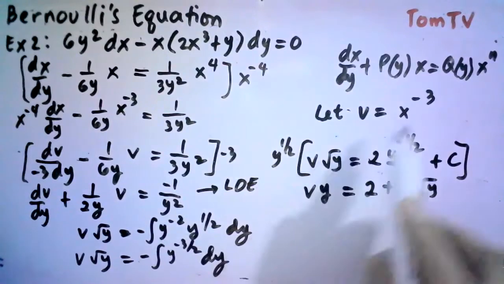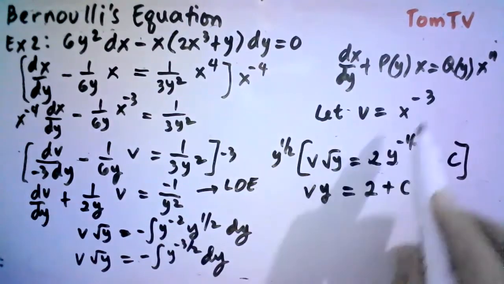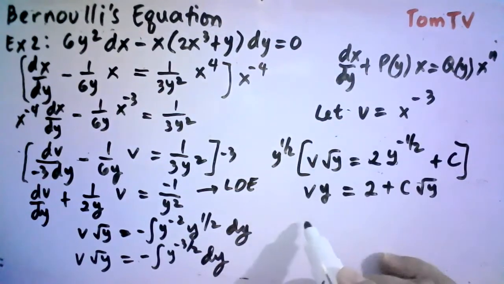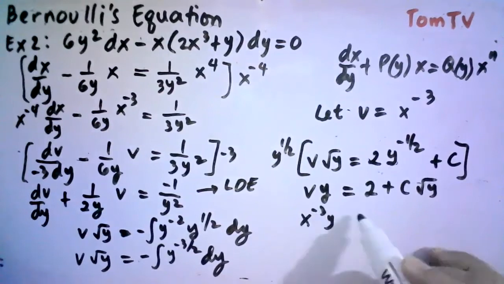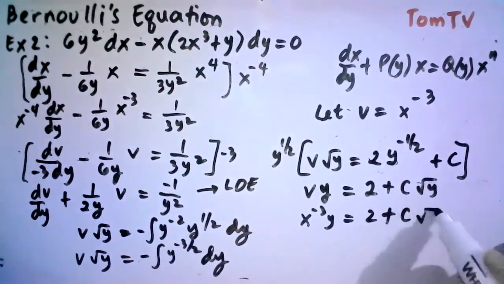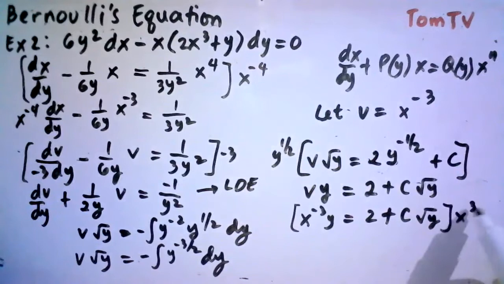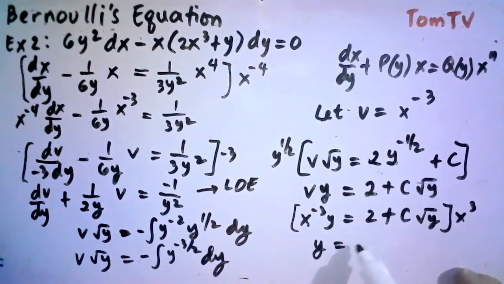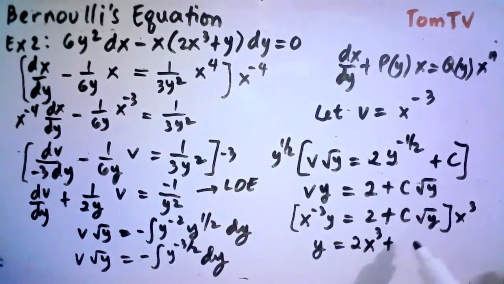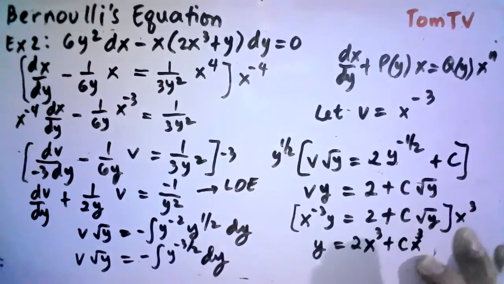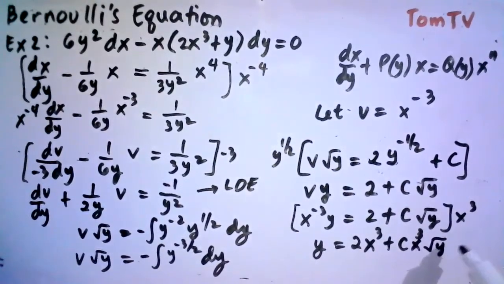Now take note, v is equivalent to x negative 3. So we will substitute x negative 3 for this case. So that is x negative 3 y equals 2 plus c square root of y. Since this is negative, we make it positive, so we will multiply it by x raised to 3, the reciprocal. So this will be cancelled. So the result here is y equals 2x cubed plus c x cubed y square root of y, or y raised to 1/2. So I will write here square root of y. So this will be our final answer for example number 2.